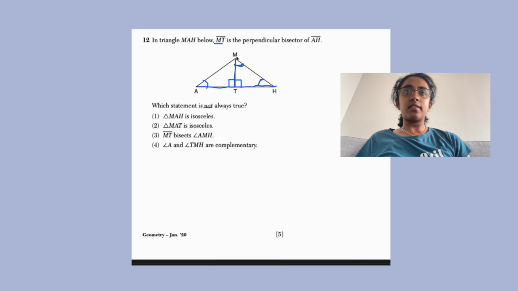MAT is isosceles. And then, okay, let's say MT bisects AMH. It does, because you can clearly see it here. Okay, let's say MAT is isosceles, MAH.